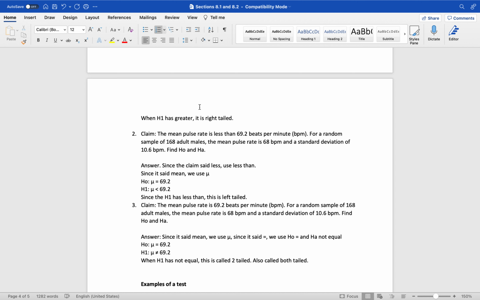Number 3, the mean is 69.2. Find H0 and HA. Our claim is that it is, and that means equal. If the claim is equal, it goes in H0 because H0 always has equal. When H0 is equal and that's your claim, the opposite is not equal. You only use greater or less if it says more or less. When we have not equal in H1, that's called two-tailed. It's also called both-tailed.